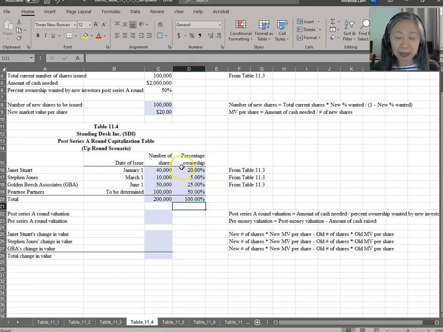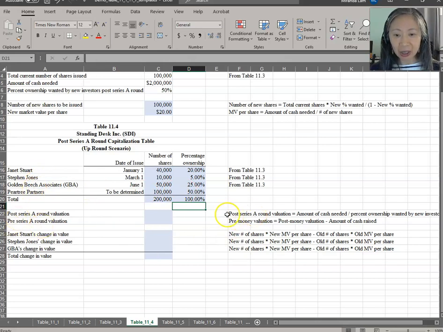So if the existing shareholders band together, they can still continue the direction of the firm. Again, this is important: this is assuming they have a good working relationship. But when you bring in a new partner, that can also be challenging, because now the two external, non-founders, GBA and Pear Tree partners, have a majority ownership compared to the founders, Janet and Stephen.